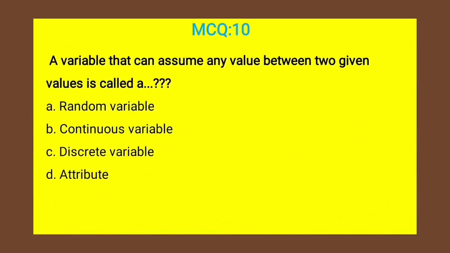Question 10. A variable that can assume any value between two given values is called A, random variable, B, continuous variable, C, discrete variable, D, attribute. Which of them is certainly going to be the answer? I know you know, right? So here it is a continuous variable. An example is temperature, you can take note. So that's a continuous variable. Example, temperature.